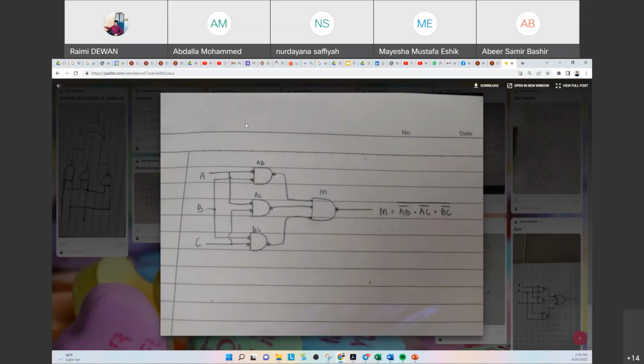Nurul Akila is wrong. Do you know what you made wrong, Nurul Akila? Can you answer me right now? Akila, where is Akila? Akila, do you understand? It's wrong, because you need to make a double bubble. For example, here, double bubble. This one I understand, double bubble. But this one, where does the double bubble come from? It's a single bubble. Understand?